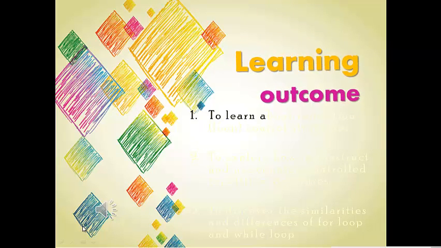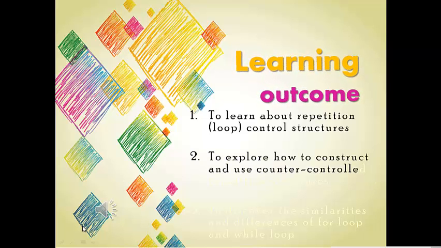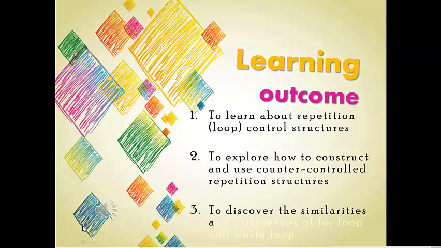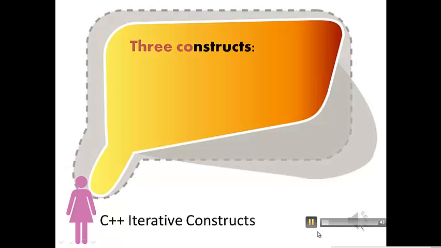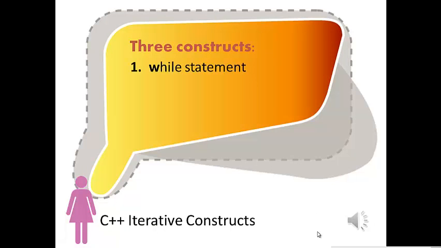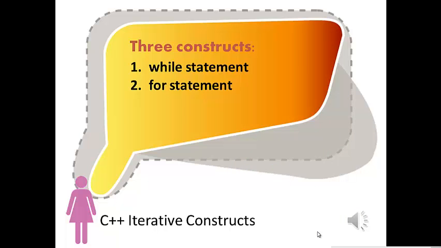Before we start, these are the learning outcomes that should be achieved at the end of the lesson. Repetition consists of three constructs, which are the while statement, the for statement, and the do while statement. Each of the constructs has its own syntax as shown on the slide.